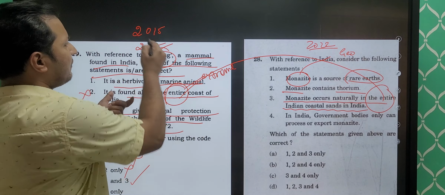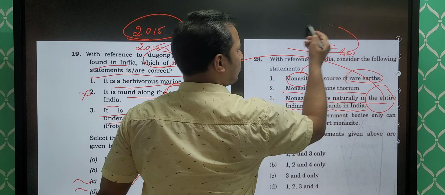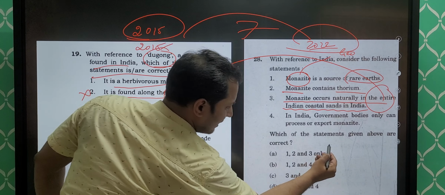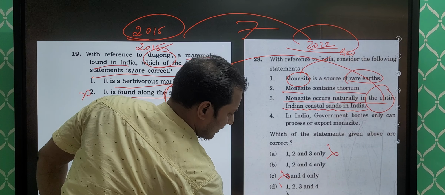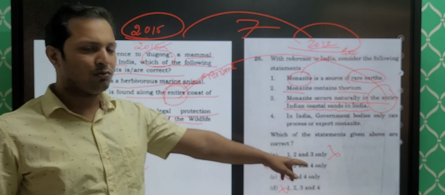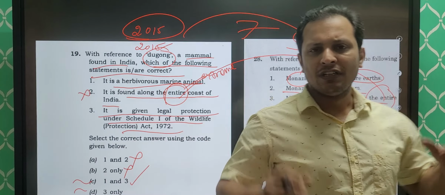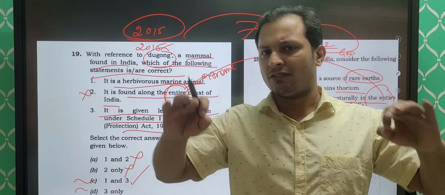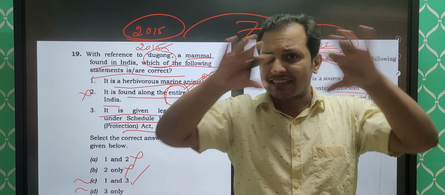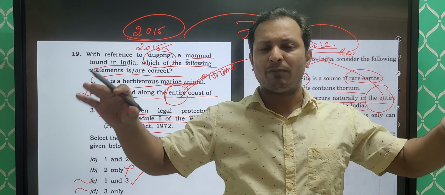Same question. This is the 2015 question, this is the 2022 question, after 7 years. Same thing. You just eliminate 3, and you get the answer 1, 2 and 4. You see how the pattern is the same. So this means the people who are framing these questions are the same people. They are using the same trick every year.